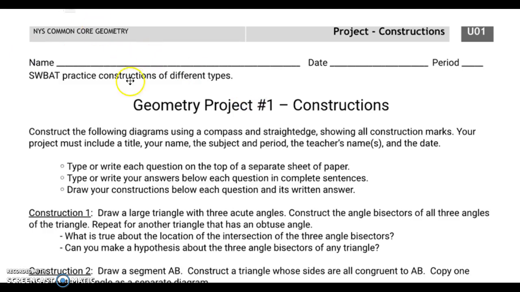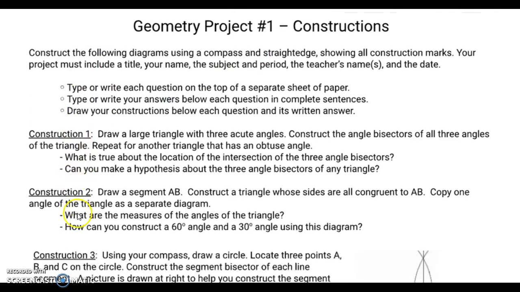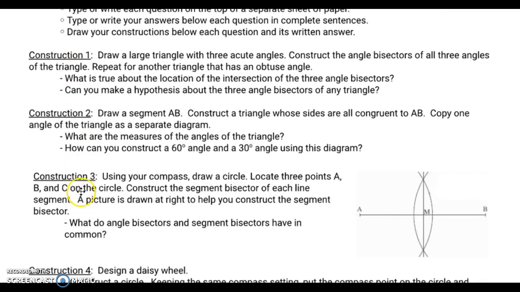Taking a look at the directions here, you should note that it's asking you to do constructions. If I catch you doing just drawings or trying to fake any of these constructions, I'll have to take points off for that, obviously. You should make sure you're showing all construction marks. You should make sure that you identify the title, the name, all the good stuff. This is just pretty standard information, and at the end of the video I'll show you a sample of what it might look like.